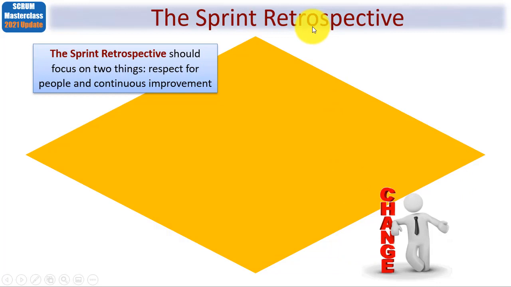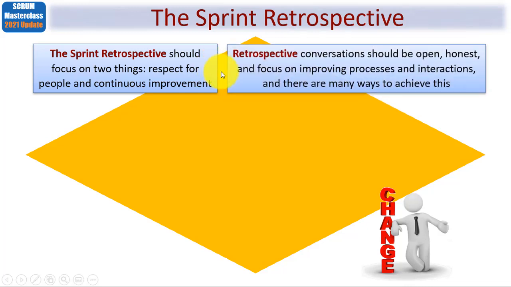Bringing us finally to the sprint retrospective. Again, I touched on this in an earlier module. The Scrum Guide now says that the sprint retrospective should focus on two things: respect for people as well as continuous improvement. Retrospective conversations should be open, honest, transparent if you will, and focus on improving processes and interactions. What Scrum is now saying, there are in fact many ways to achieve this.